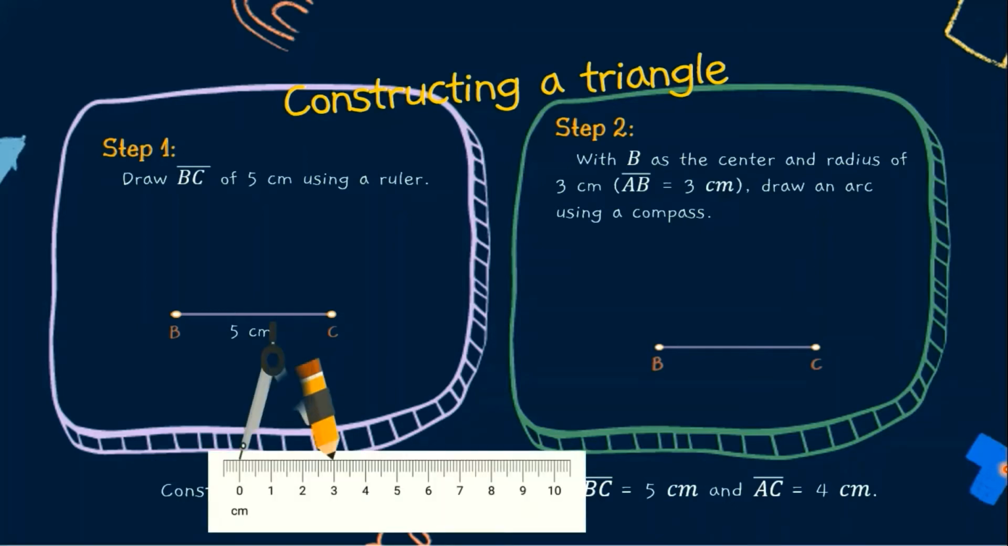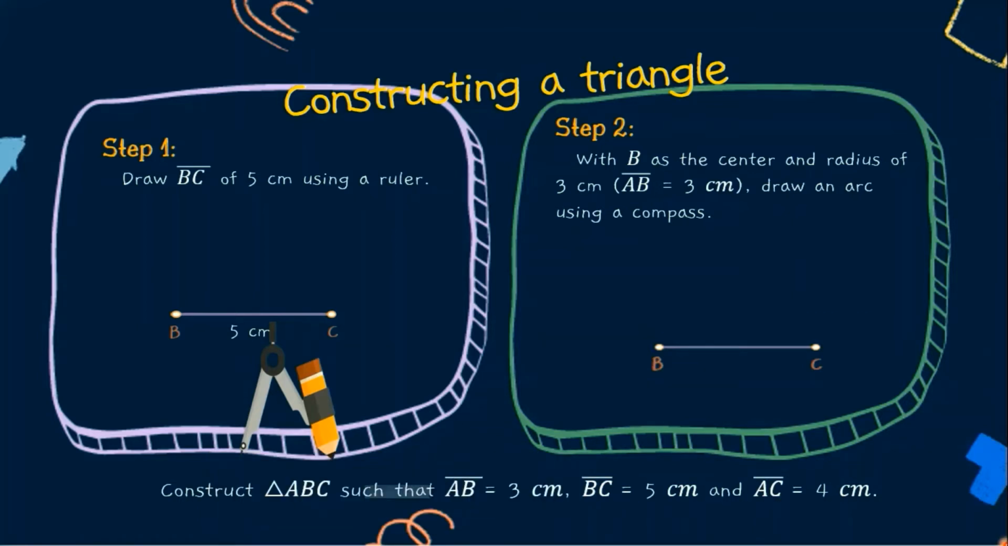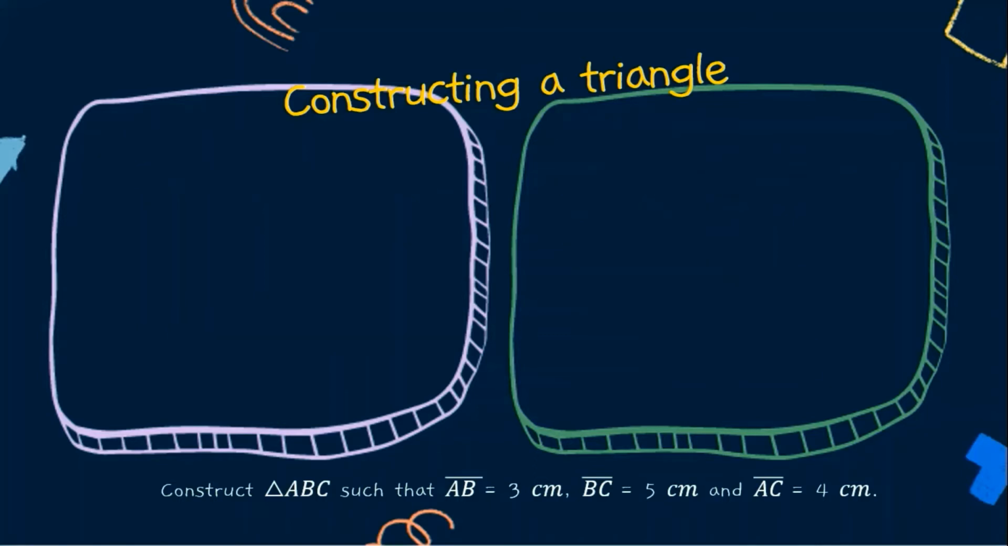Kuha tayo ng ruler at yung ating compass, iset natin siya na yung kanyang wide ay dapat 3 cm. Tutok natin yung pointy tip sa 0 at yung tip na may pencil ay dapat na nakatapat sa 3. Dapat 3 cm wide. Gamitin natin yung compass na ito dito. Yung pointy tip ay dapat na nandito sa B dahil B ay yung ating gagamiting center. 3 cm yung sukat niya. And then, draw an arc.